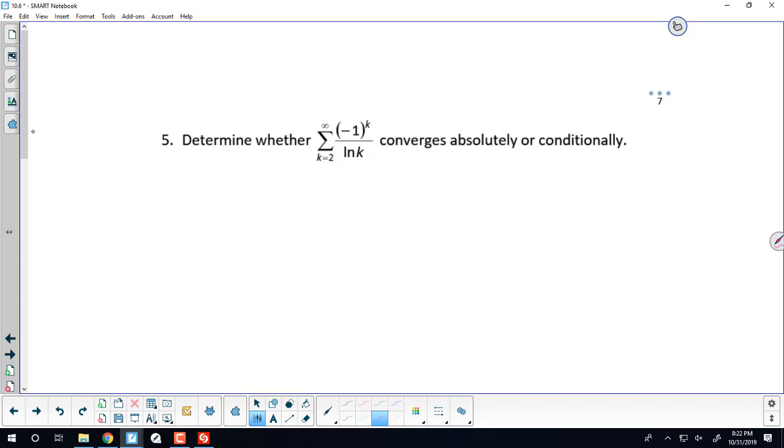And I think this is a good example to show why, if we just started off with doing the absolute value, that could maybe lead us to a false conclusion.